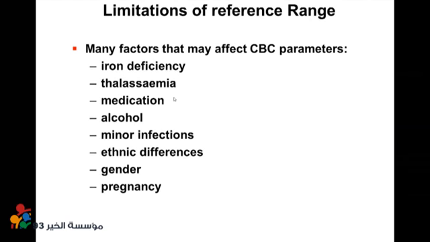Again, as I pointed out, many factors may affect the CBC parameters. If the patient has iron deficiency or thalassemia, I have to adjust for those based on the location for normal, but also ethnic differences, minor infections, and even gender or pregnancy may change these based on dilutions and things like that.